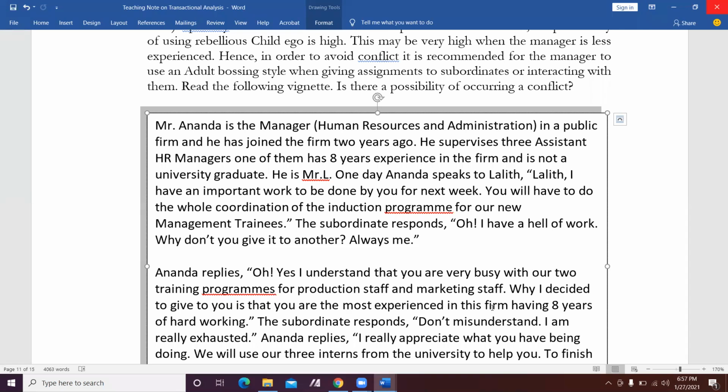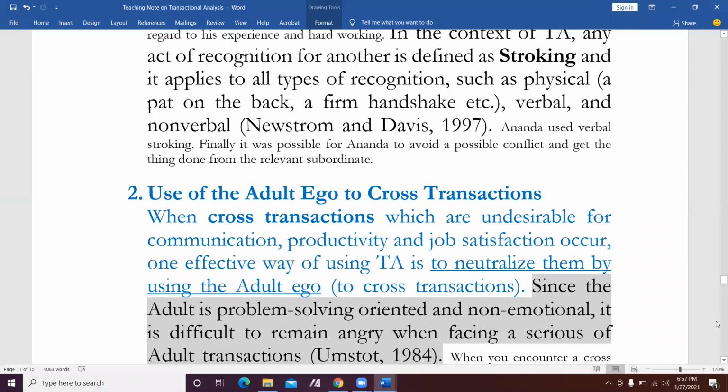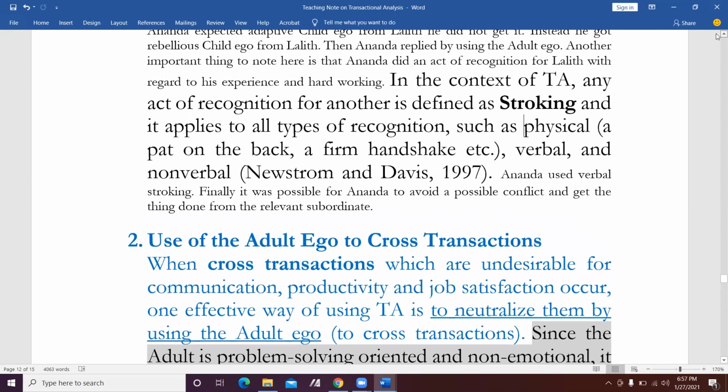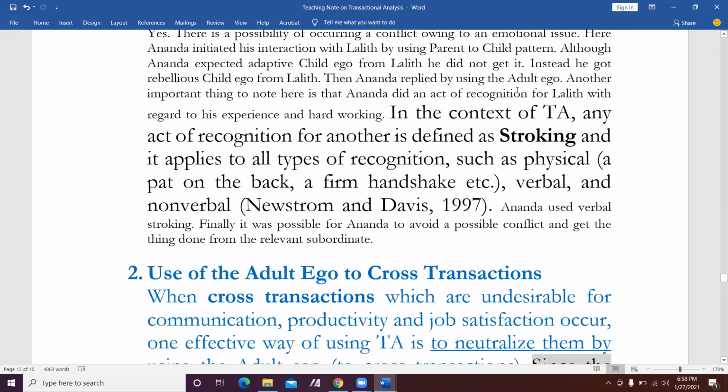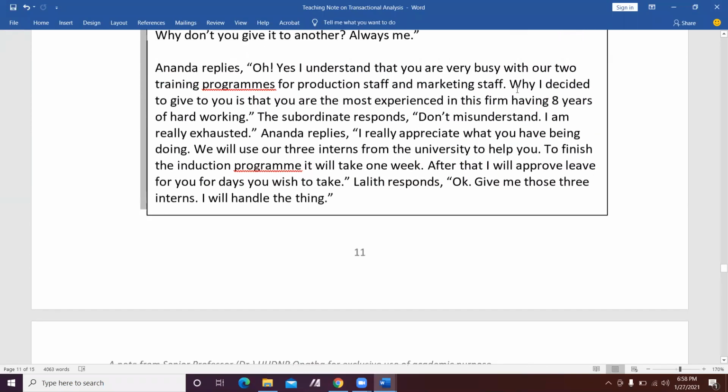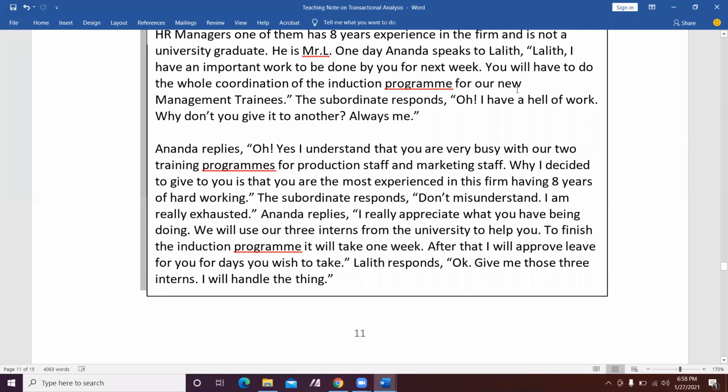In the context of transactional analysis, this type of motivation is called stroking. Not striking, sorry, stroking. You know, comforting, something like stroking. Try to understand. It is indeed a kind of motivation.